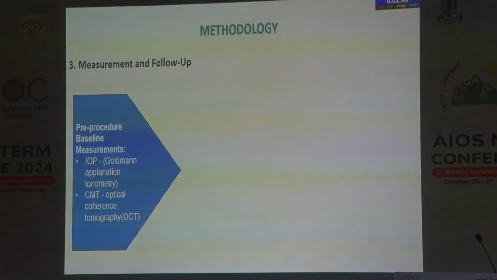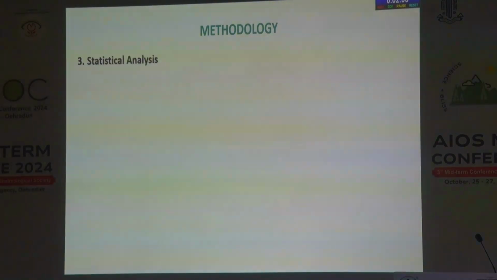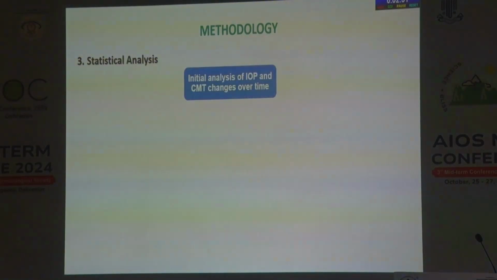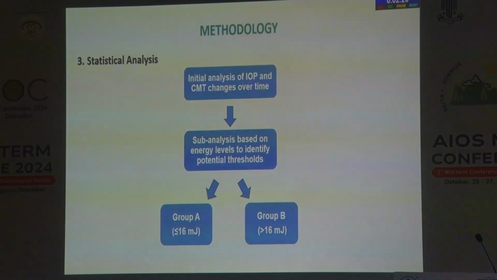The pre-procedure baseline measurements of IOP and CMT were done using Goldmann applanation tonometry and optical coherence tomography, and the post-procedure measurement was taken at day 1, after 1 week and after 1 month. Initial analysis of IOP and CMT changes over time was done, then a sub-analysis based on energy level to identify the potential thresholds was done. With respect to the potential threshold, that is 16 millijoules, the patients were divided into group A and group B.